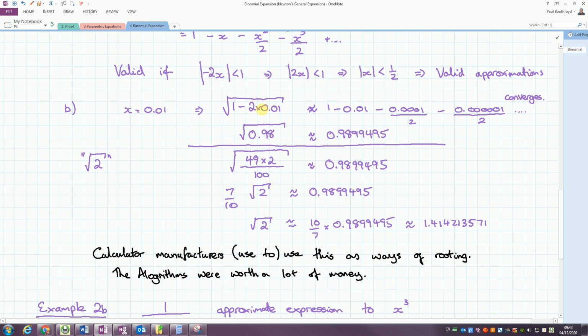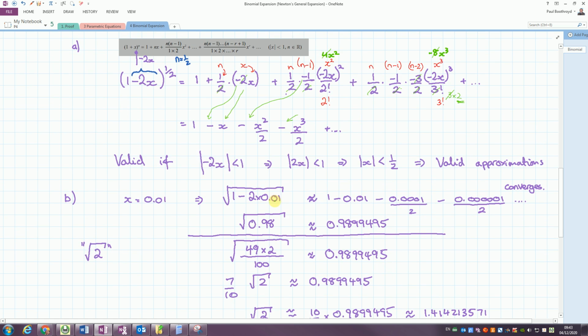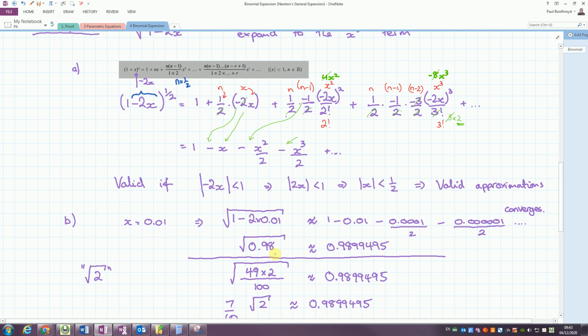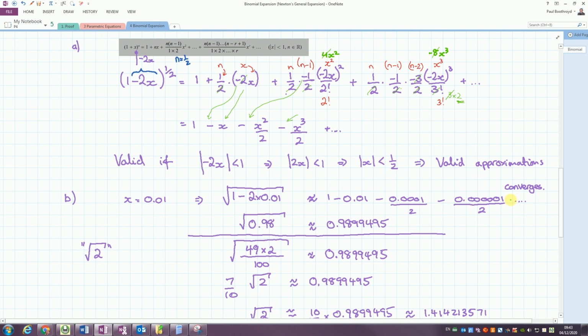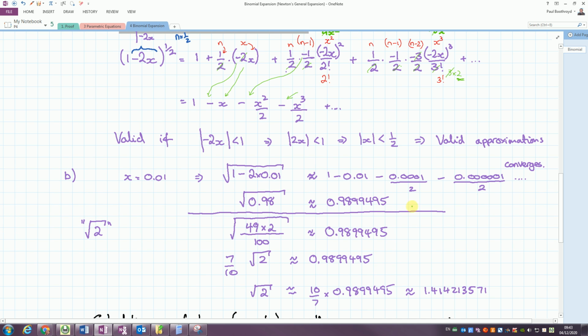We put it into the original expression, 1 minus 2 times 0.1 gives us 0.98. This is a square root of 0.98, sorry. And this is approximately equal to 1 minus 0.01 minus 0.0001 over 2 minus 0.0001 over 2 for each term. Do the calculation.